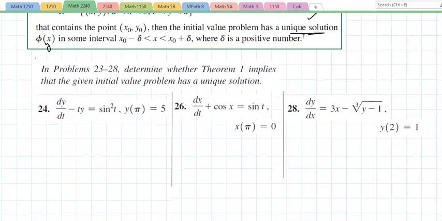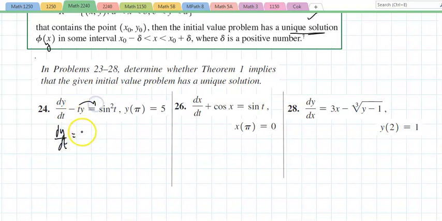If I want to apply this on number 24, the way it works, I take the derivative and I set it on one side, everything else on the other side. Now you do recognize that here, this is dy dt. This is continuous everywhere. So that's not a problem.